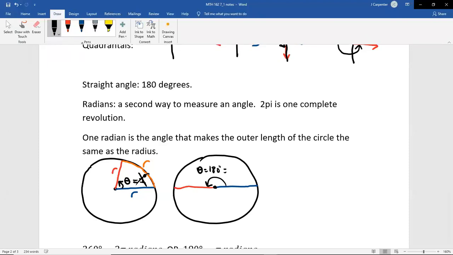In degrees, but in radians, it's pi. Why is it pi? Because 2 pi is 1 complete revolution. This is half a revolution. So here's the image of the complete revolution.